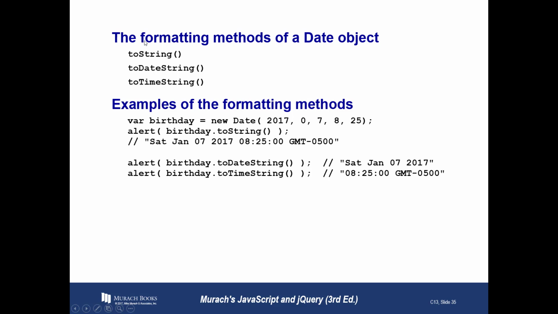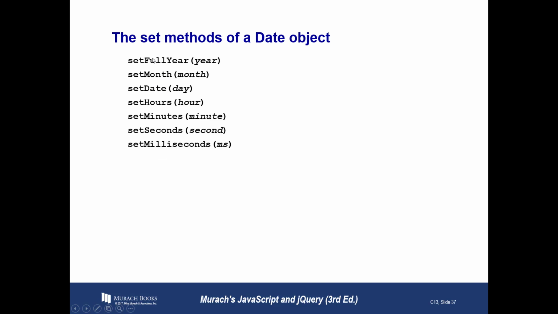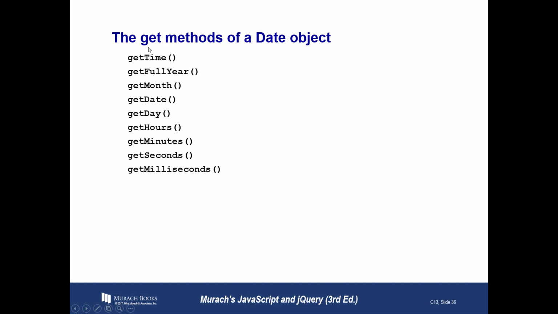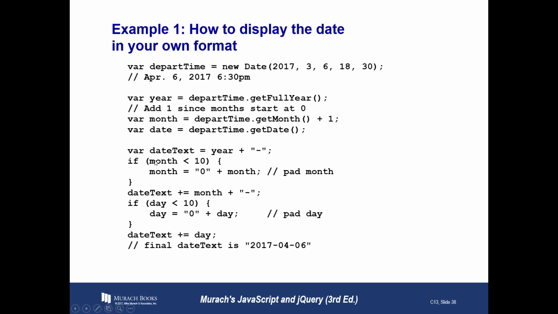All right, there's different ways that you can format dates. You can grab, just pluck out just a piece of the date if you want to do that. Get methods, again, are accessors. They give you information. It's like you ask a question, they give you the answer. Set methods are mutators, so they allow you to change something. To set a year, a month, a date, hours, minutes, seconds, and milliseconds.